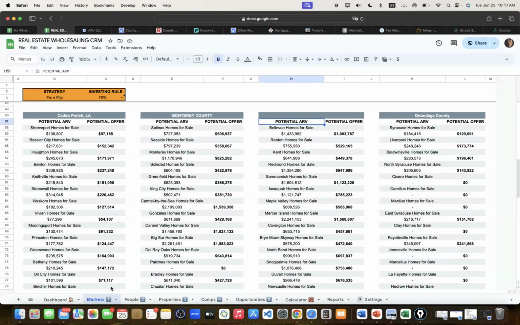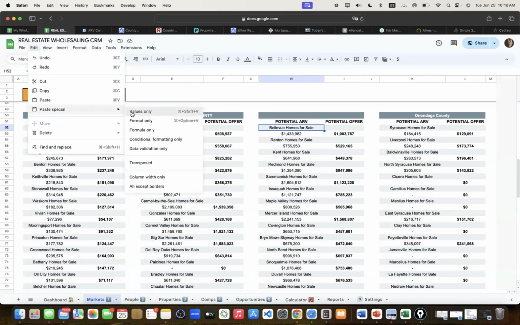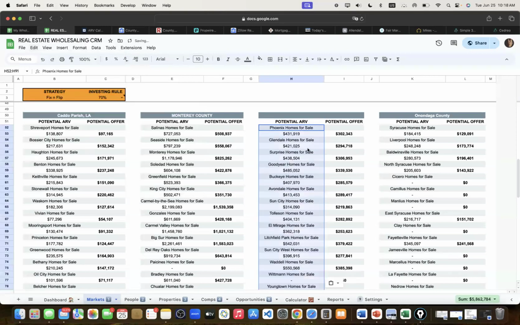And what I like to do is bring it over to the CRM or this Google Sheets spreadsheet, and I like to paste this information over here. I'm gonna paste just the values. And on the left side is potentially the ARV of the properties, and on the right side is a potential offer.